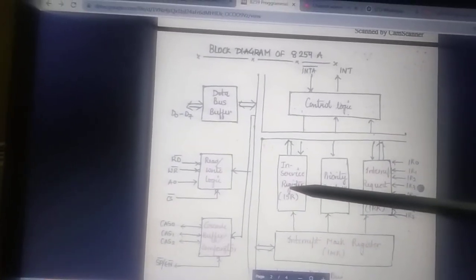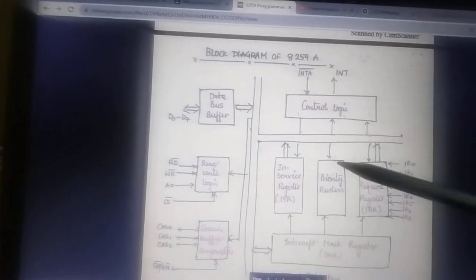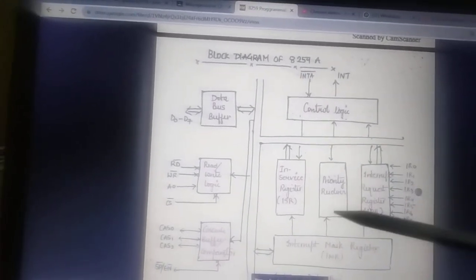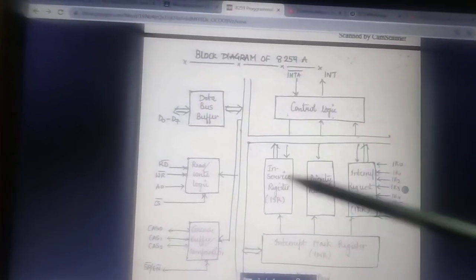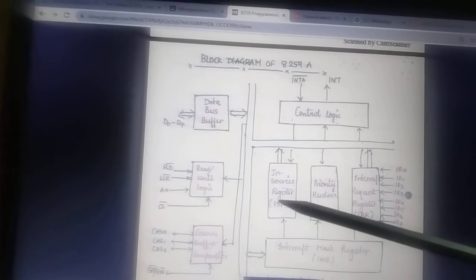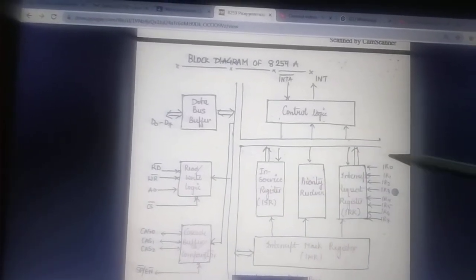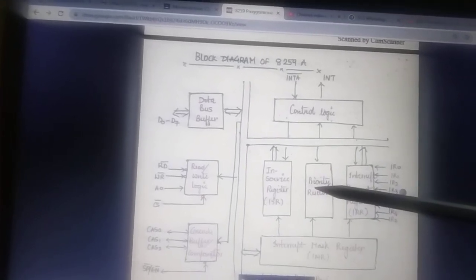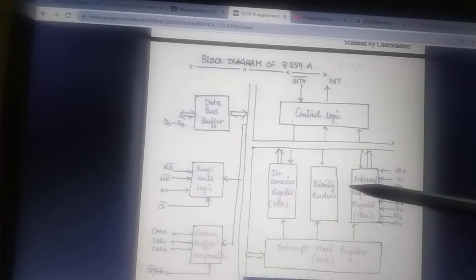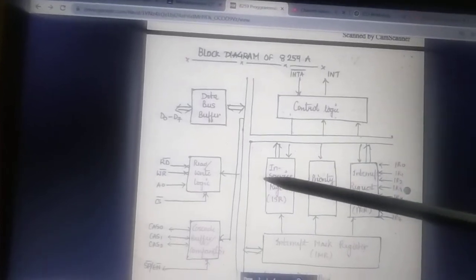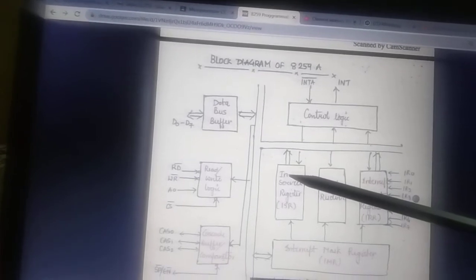The in-service register is used to store all the interrupts which are currently being processed. Suppose that an interrupt is currently being processed in the in-service register and a higher priority interrupt is received. Then the priority resolver forwards the interrupt request of that higher priority interrupt to the in-service register, and the processing of that interrupt will start.